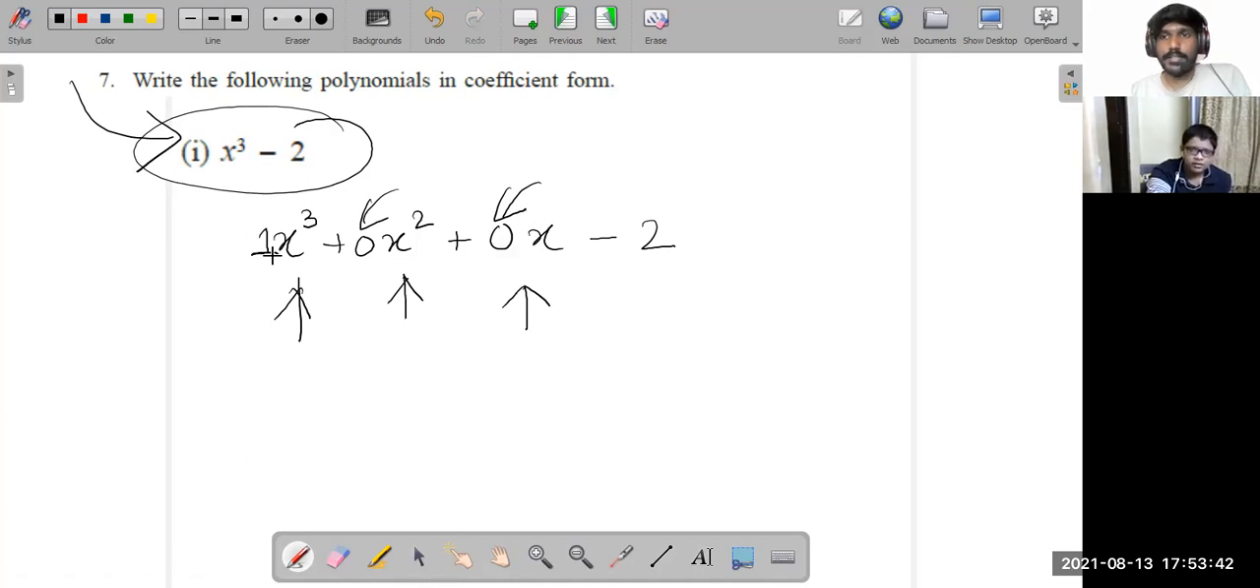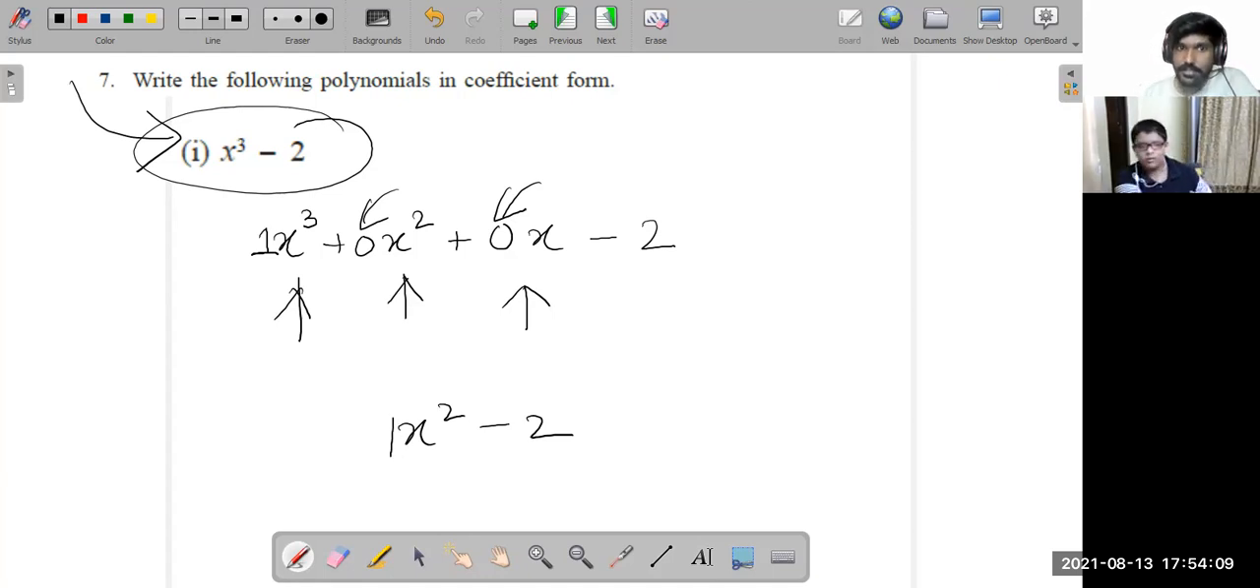If instead of x cube there was x square, like x square minus 2, then would the coefficient of x square be 1? Yes, it would be 1, because it is present.